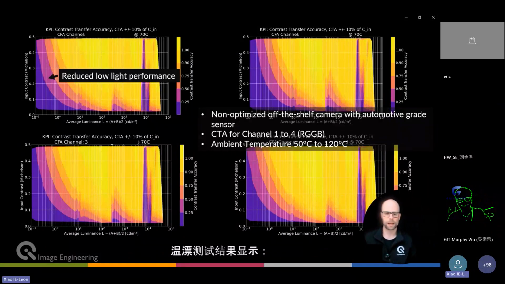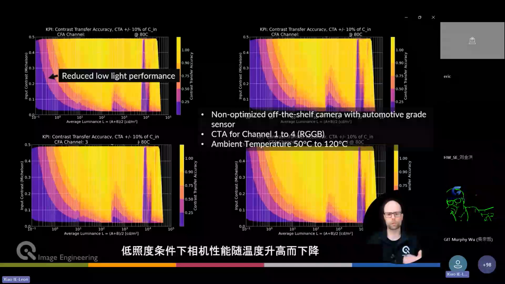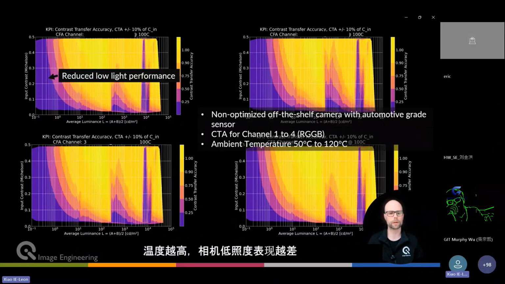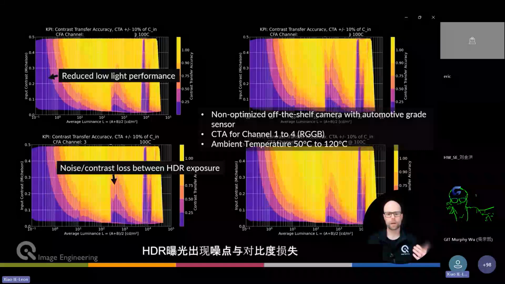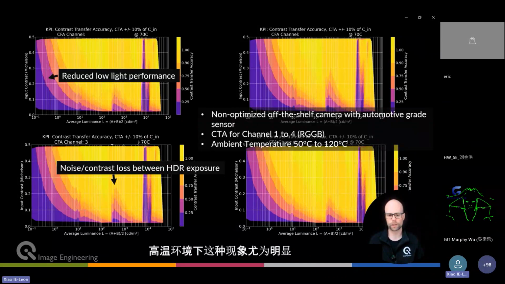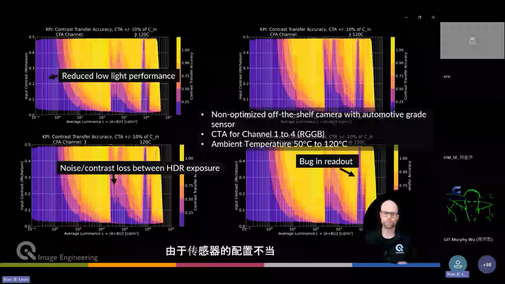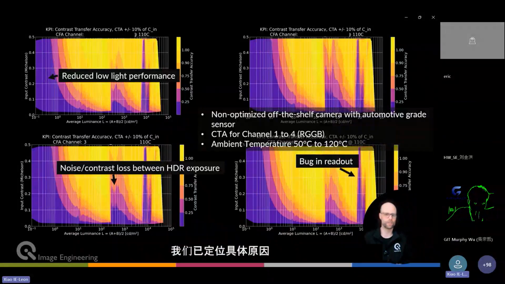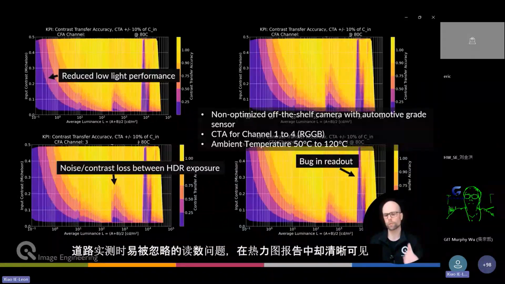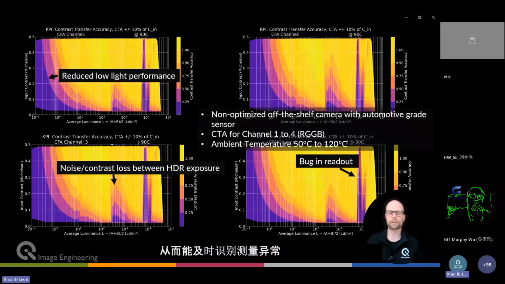And what we see over temperature is a reduced low light performance. So the more we heat up the camera, the more we reduce the low light performance. We get noise or contrast loss between the HDR exposures. That gets quite significant the higher the temperature. And we have a bug in readout. So there is a misconfiguration on the sensor. We know what it is, but it's quite interesting to see here. If there is a bug in the readout, something that is easy to miss when you just go outside on the road, here in the data it shows up very easily, so that you know, hey, there is something wrong with my measurement.